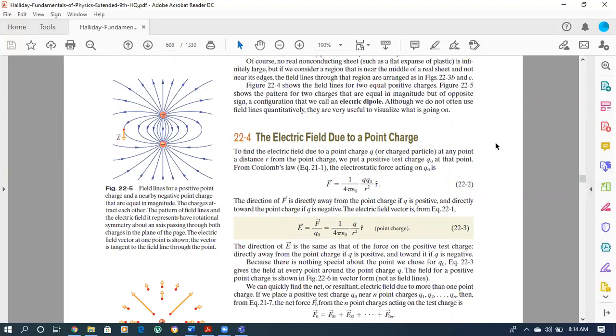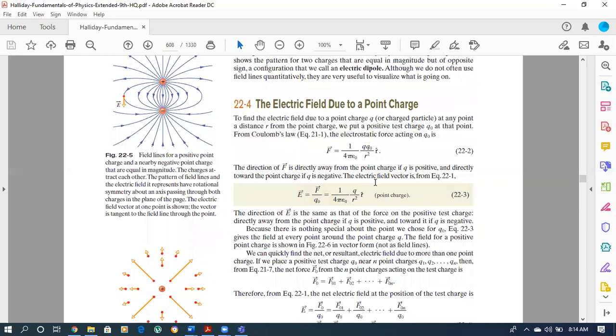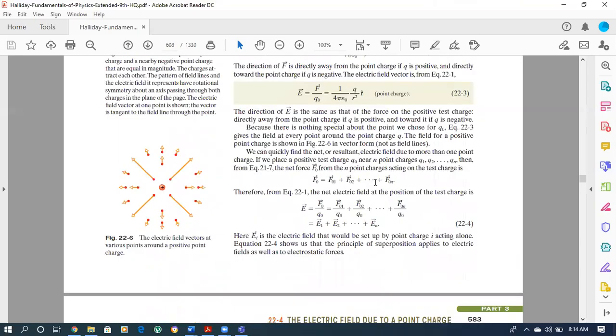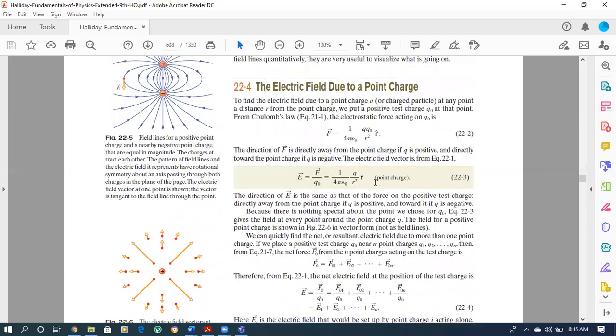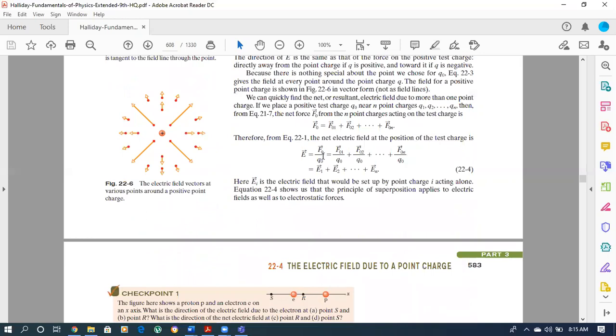In this chapter, the special style of this book is that most numerical problems are given according to the topics discussed in the theory part. So suppose the equation for the electric field due to a point charge is given here. This is the equation which we have already studied using Coulomb's law. Due to multiple charges, their field will be the sum of all the fields.